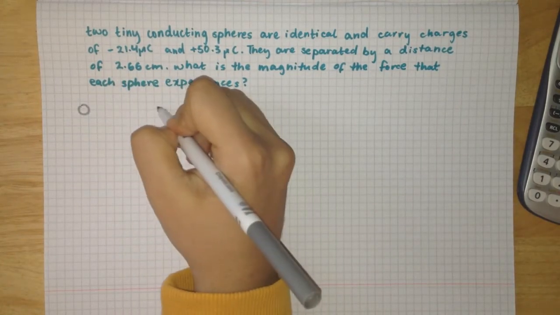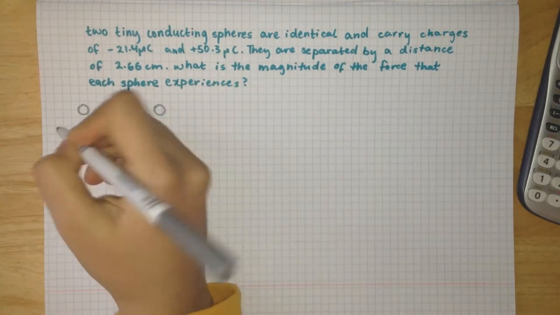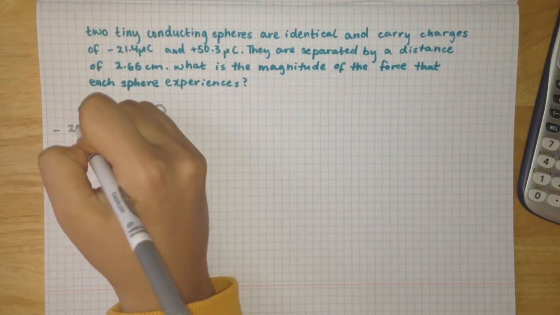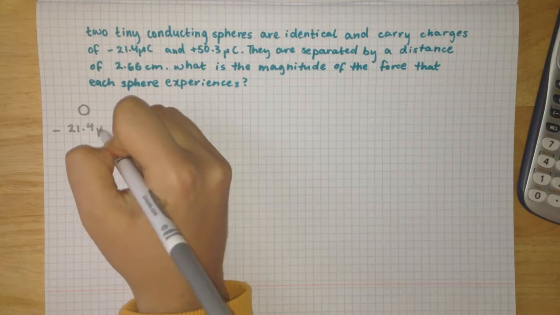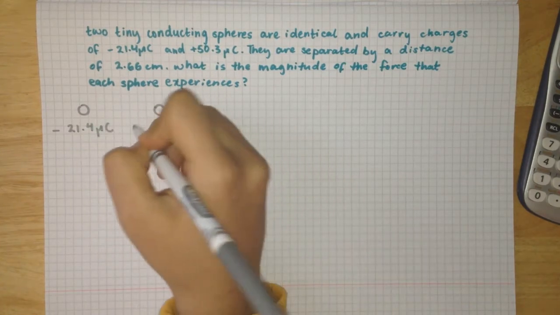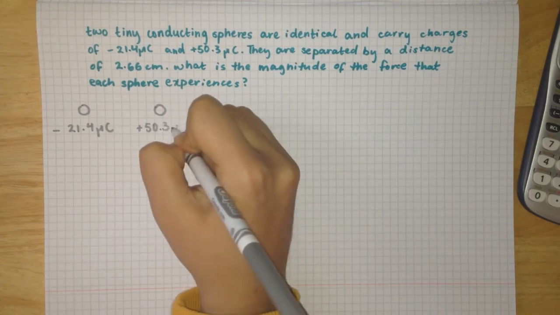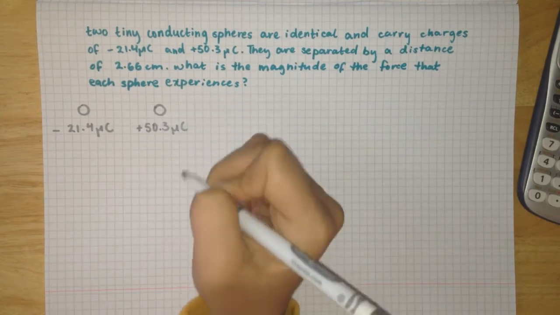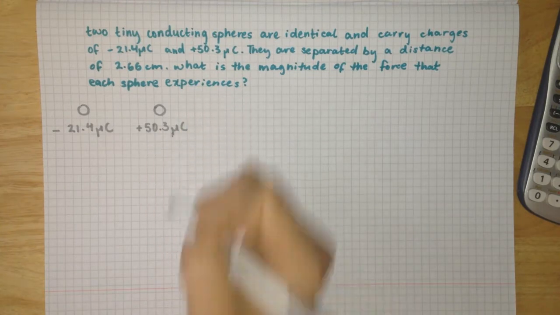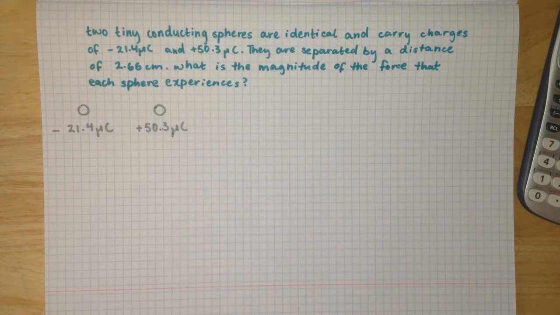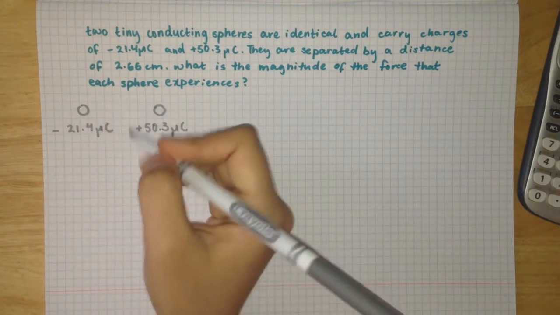So we have two objects. One has a charge of negative 21.4 microcoulombs and one has a charge of positive 50.3 microcoulombs. So first things first, let's just convert these to coulombs so we have a uniform unit when we're using our formula. We can just tag on a times 10 to the negative 6 and it will be coulombs.